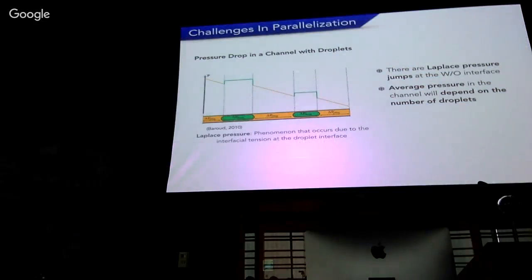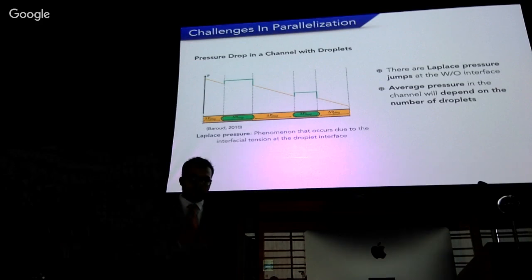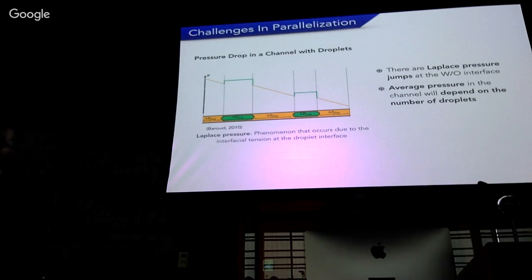So I'm going to give you examples of problems with parallelization, or with this scale-out approach, in order for you to understand a little bit. Pressure drop in a microfluidic channel depends on the number of droplets that it contains. So let's look at this example.